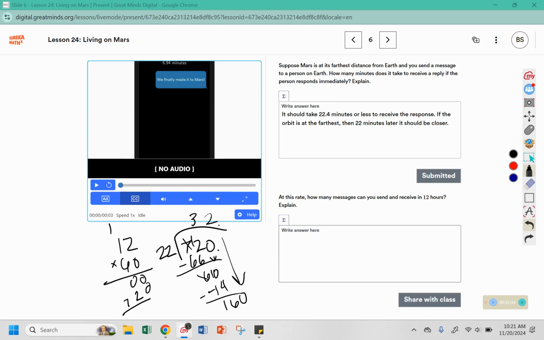And then let's see. 22 goes into 160. That'd be 20, 40, 60, 80, 100, 120, 140, about 7 times. Would give you 154. So about 32 messages that you could send back and forth. 32 or 33.